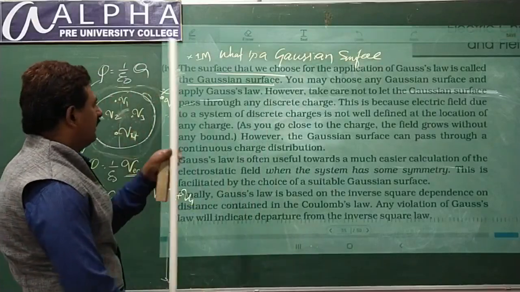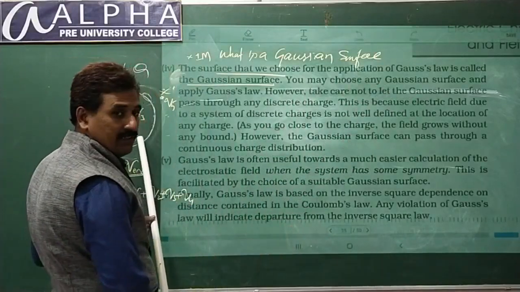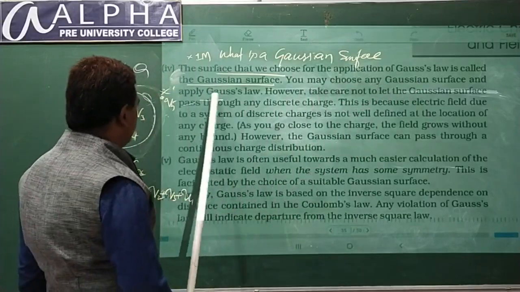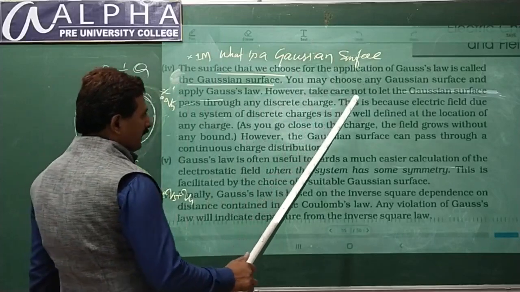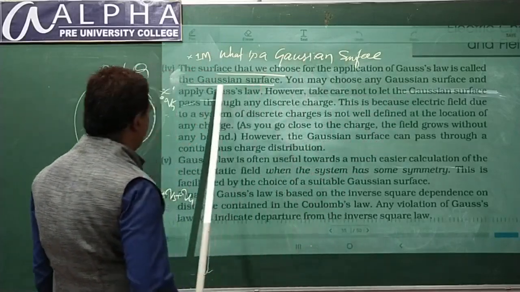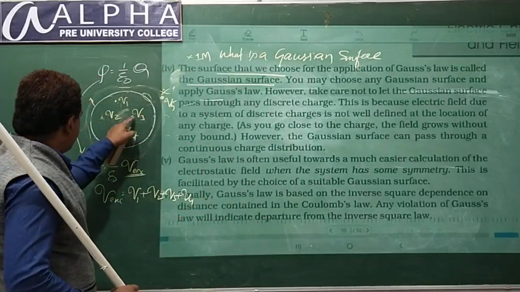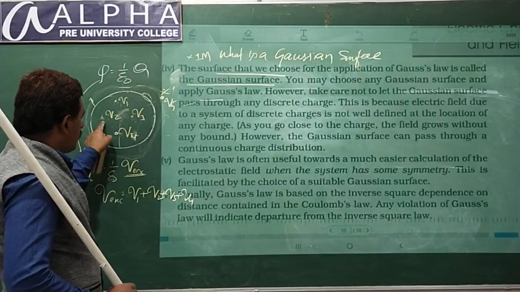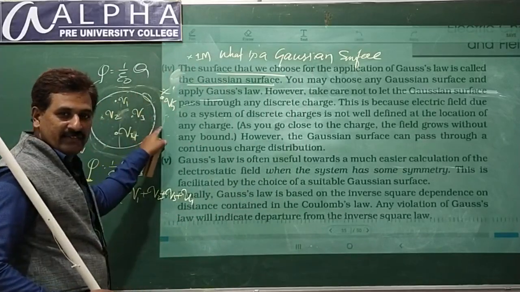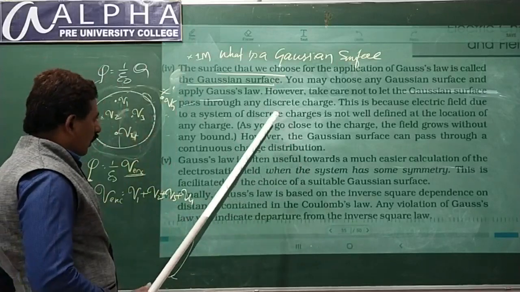Now, next he says, you may choose any Gaussian surface like this. Right? Sphere, irregular surface, cylinder, and apply Gauss law. However, take care not to let the Gaussian surface pass through any discrete charge. Discrete means separate charges. You should not allow a Gaussian surface to pass through any of the charges. Right? If you allow, what happens?